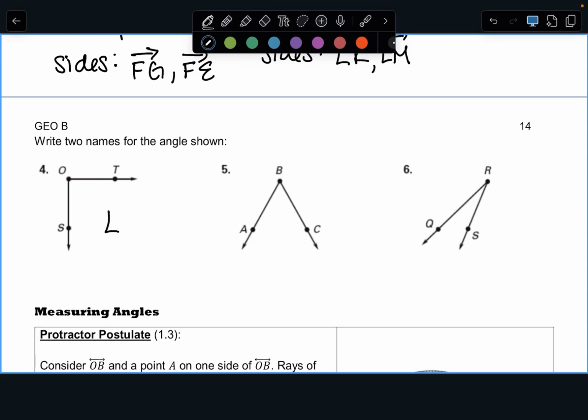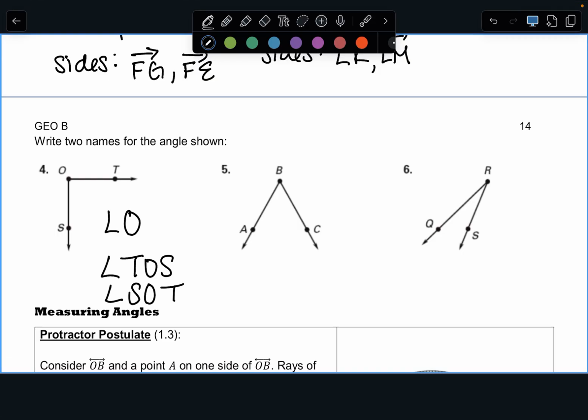What's the vertex? I could call it angle O. What else could I call it if I trace it this way? Angle TOS. What else could I call it? Angle, if I trace it the other way. SOT. Perfect.